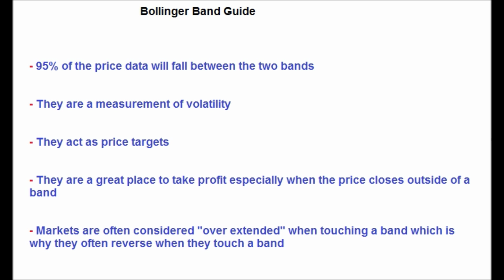Markets are considered overextended when they hit the band, which is basically why a lot of the time the price will go up, hit the band, and then it will reverse, because traders will say, okay, it's overextended now, so let's take my profit. So they're a good time to take your profit. But this is what we teach on our advanced tutorial. So hope you've enjoyed the tutorial.